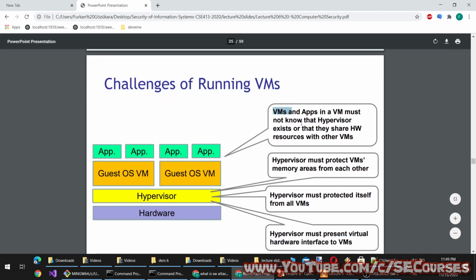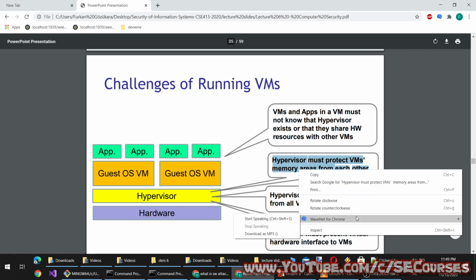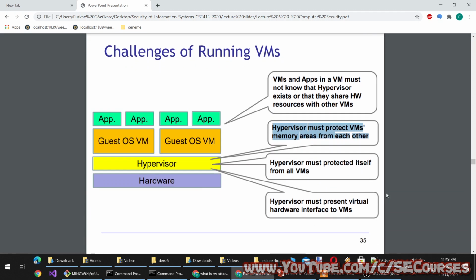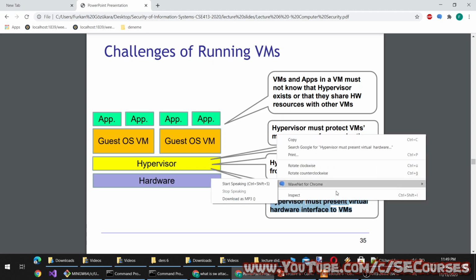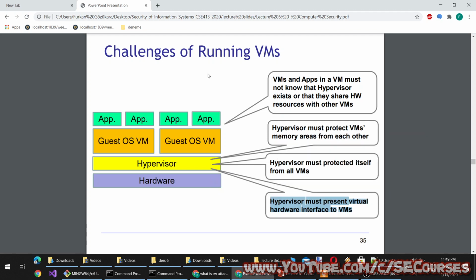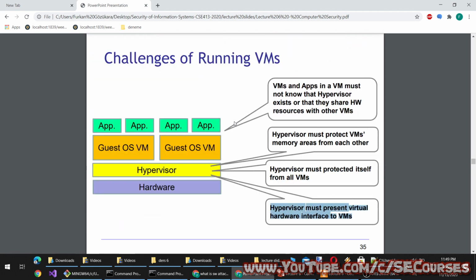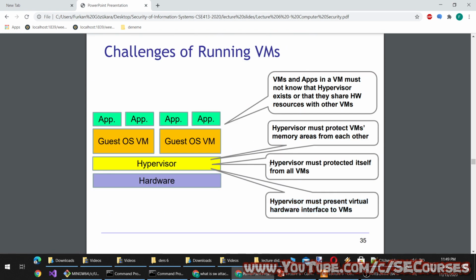Challenges of running VMs. VMs and apps in a VM must not know that hypervisor exists or that they share HW resources with other VMs. Hypervisor must protect VM's memory areas from each other. Hypervisor must protect itself from all VMs. Hypervisor must present virtual hardware interface to VMs. You see, this is really important.